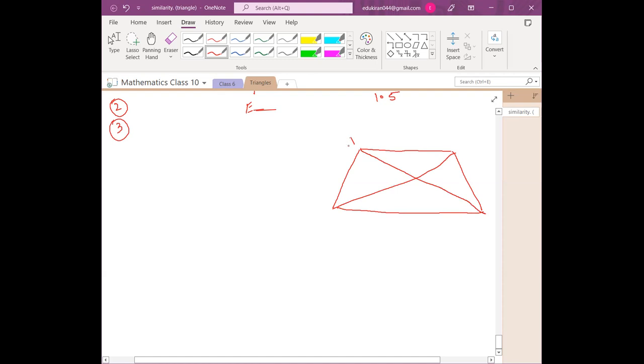So please just roughly draw the figure, ABCD is a trapezium. So note down whatever is given. It is given that AB is parallel to DC. Just a minute, let me use my whiteboard. I'm not able to write here properly.